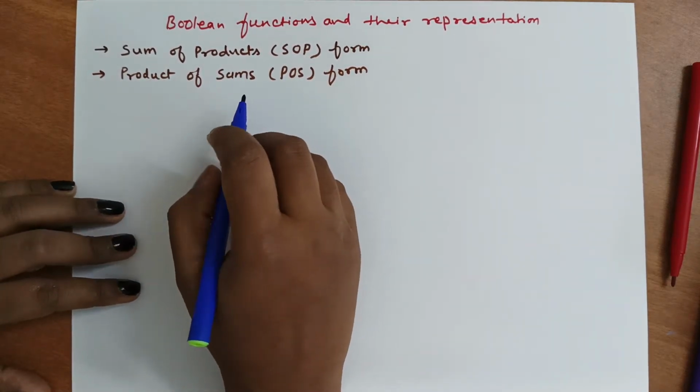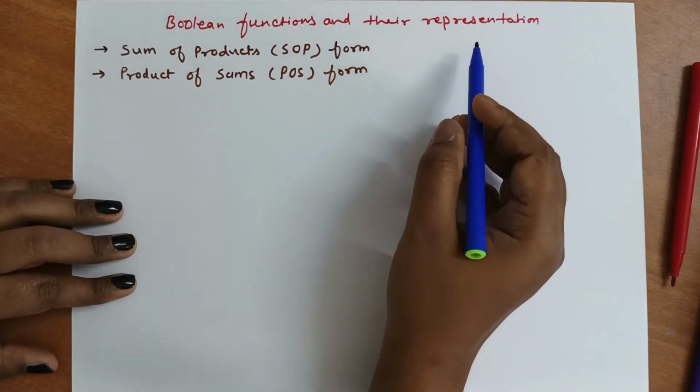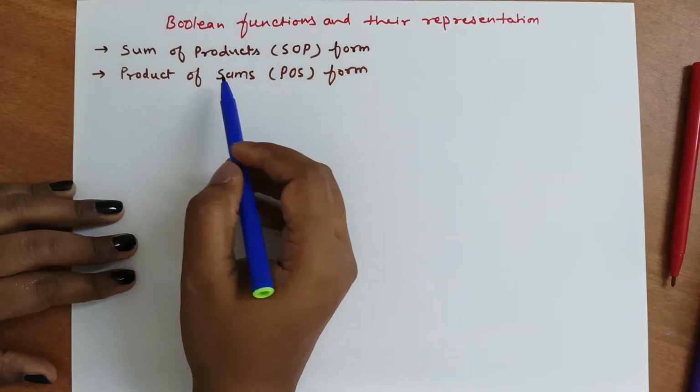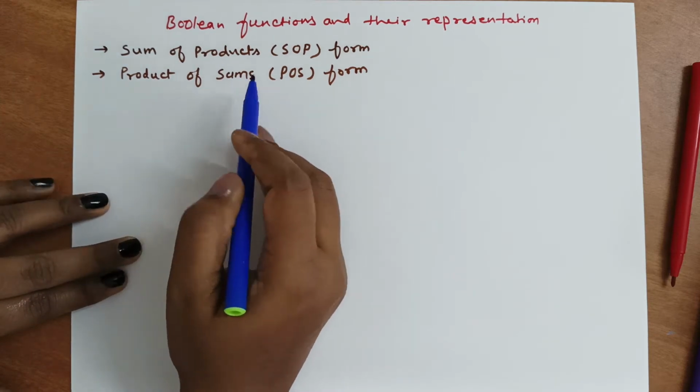Today in this lecture we are going to study about Boolean functions and their representation. We can represent the Boolean function in two forms. First is sum of product and second is product of sum.